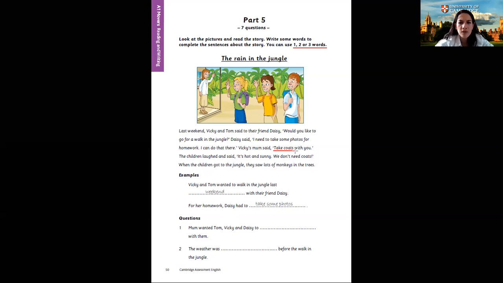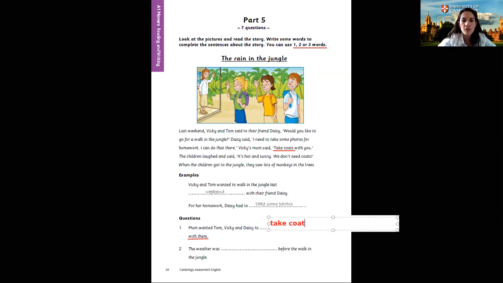That's the only answer that you need, okay? You don't have to write anything else because it's already here, okay? Always read what you have in front of the line because sometimes you don't read that and you have some problems. So in this case, I'm going to write only take coats, okay? That's all, okay? Number 2, the weather was, okay, before the walk in the jungle.